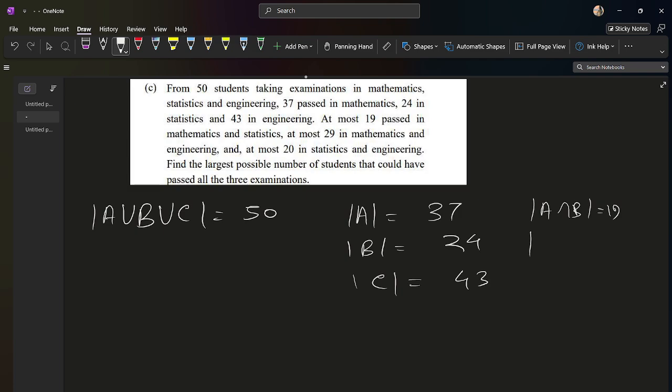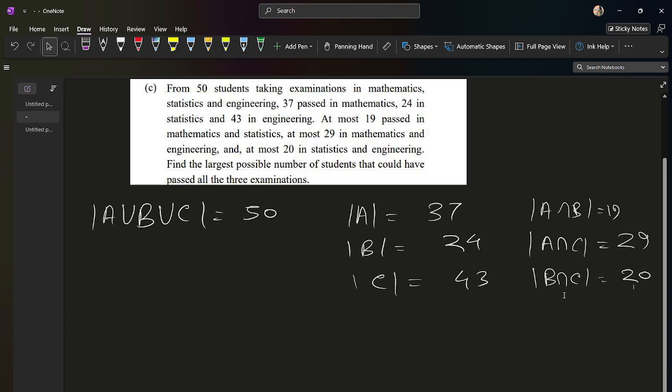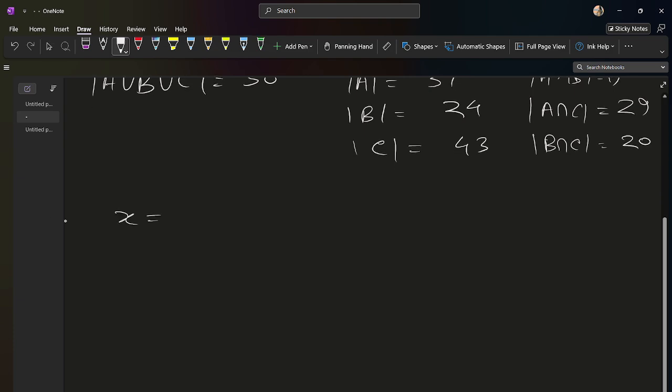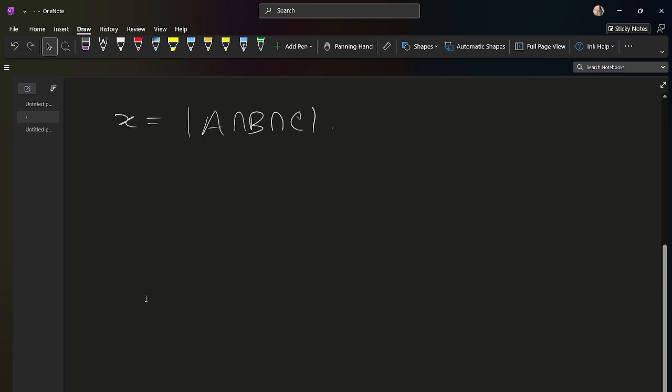Now mathematics and engineering, there are 29 students, and B intersection C, so statistics and engineering, only 20 can pass. Okay, so we aim to find X, which is equal to A intersection B intersection C, the number of students who passed all the three subjects, maximizing X. So now we are going to see the inclusion-exclusion principle.